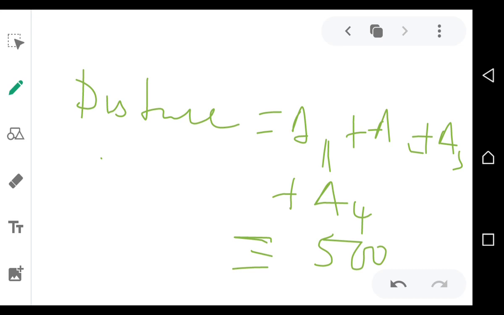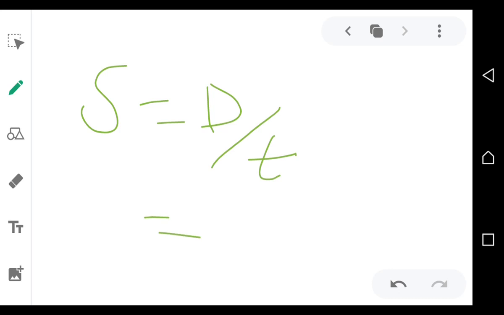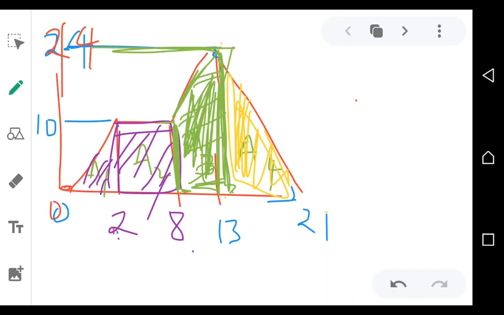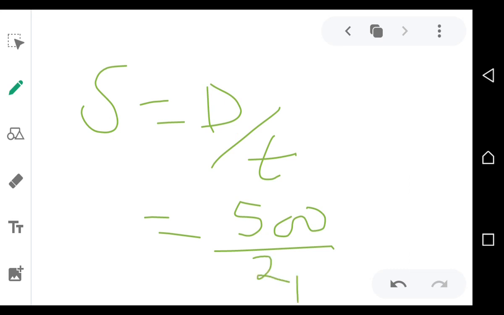That's the distance. After finding the distance, that's when I can use the formula for speed, where speed is equal to distance over time. So the distance will be equal to the sum of the areas I've added, area 1 plus area 2 plus area 3 plus area 4, which was 500, divided by the total time taken. The total time is the last time, which is 21. So you divide the entire distance by 21. That will be the answer, and the unit is meters per second. That's how you solve this.